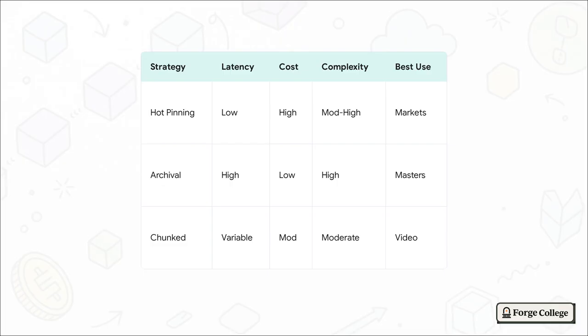Then we've got strategy C, chunked streaming. By selectively pinning chunks, you get low to variable latency and moderate costs. This is exactly what you want for something like a high-res video NFT where progressive playback is expected. Truly understanding these trade-offs means you'll know exactly when to apply each strategy to your specific project.